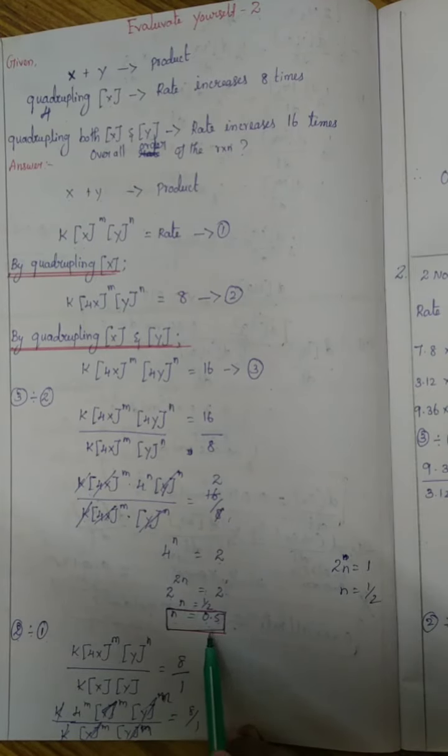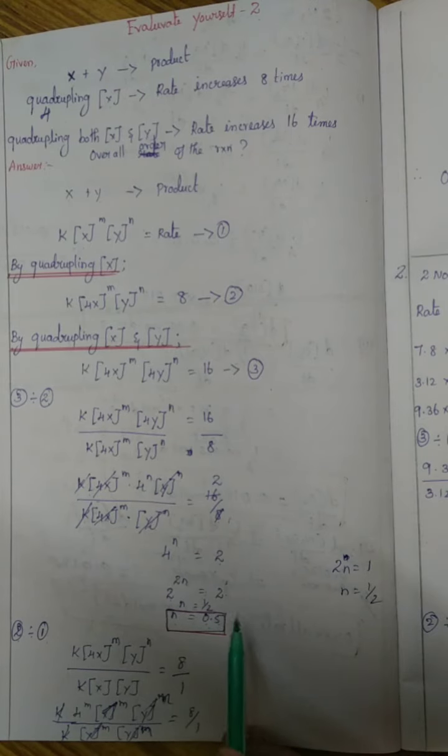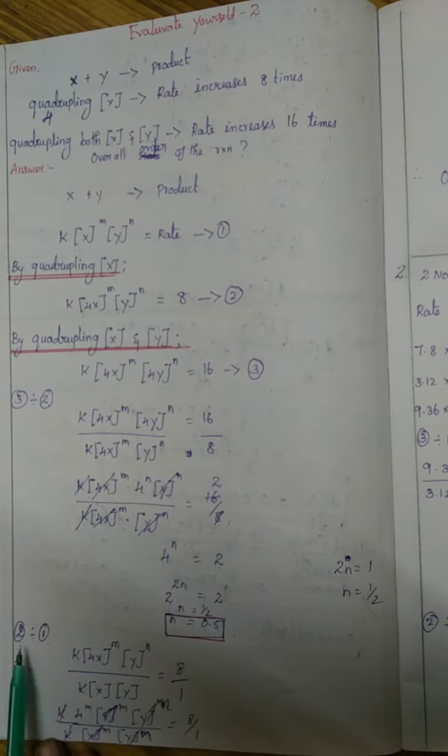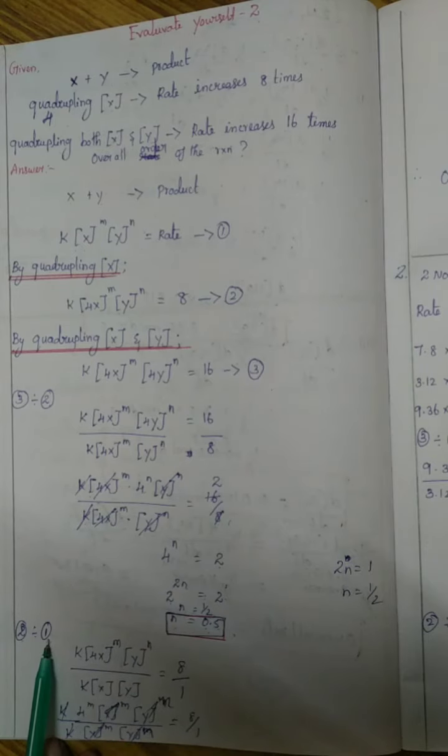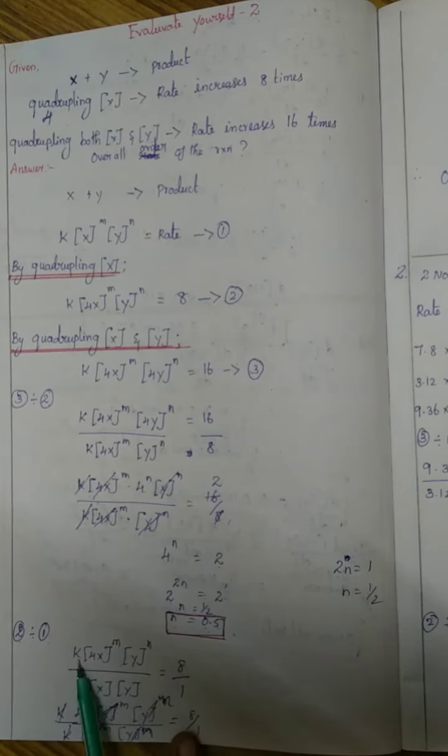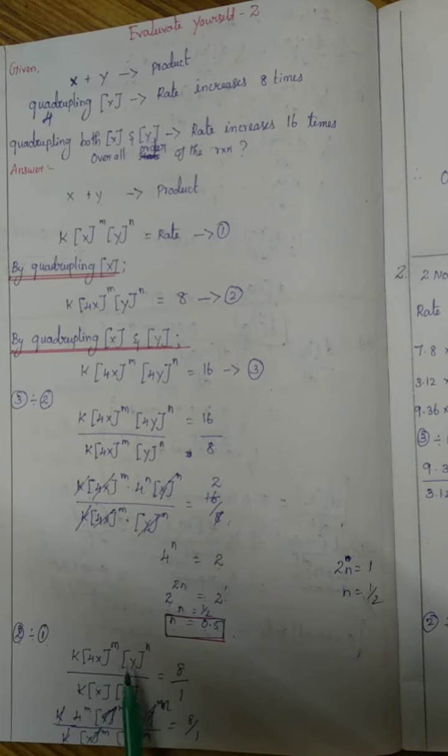Next I am going to find the value of m. To find the value of m, I am going to divide the second equation by the first equation. So k, concentration of 4x power m, concentration of y power n divided by k, concentration of x, then concentration of y equal to 8 by 1. I am going to expand this equation: 4 power m, concentration of x power m, k, concentration of y power n, and here also concentration of y power n equal to 8 by 1.